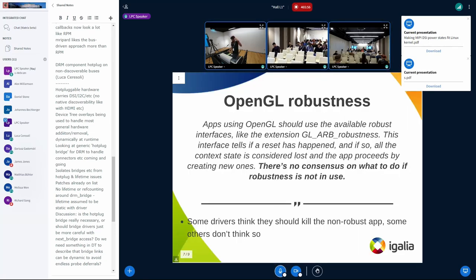For the OpenGL robustness, there's no consensus on what we should do if the app isn't using the robust API. I don't know if anyone would like to argue for some policy, if we should definitely kill those apps because they will probably just hang forever anyway, or if the user should have the chance to do this by themselves.